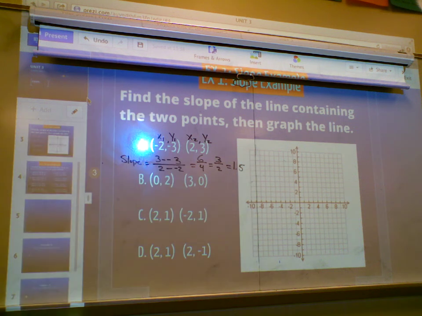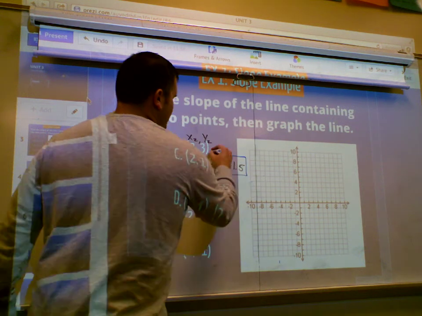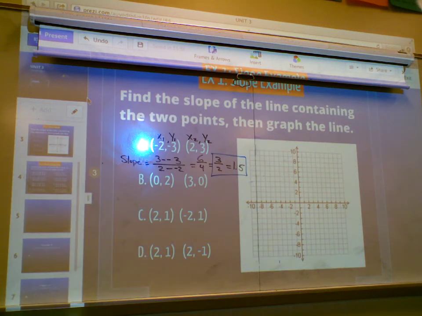1.5. Okay. Now I like slopes better as fractions because it'll help us more later. All right. But either one of those would be okay. 3 over 2 or 1.5. Both of those are okay. All right. Does that make sense? Any questions about that? No?